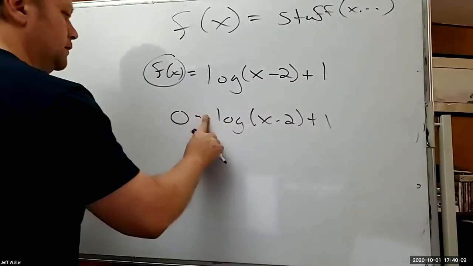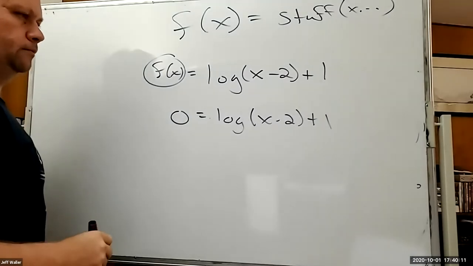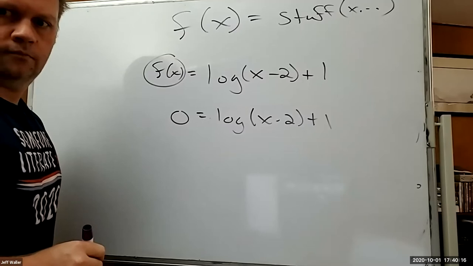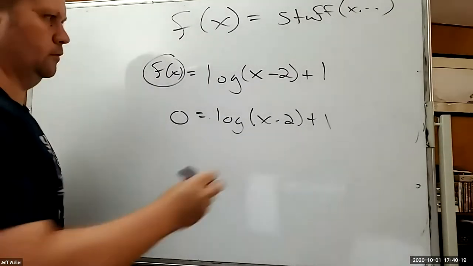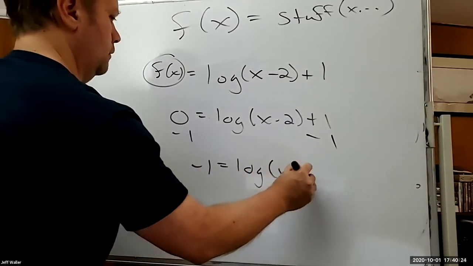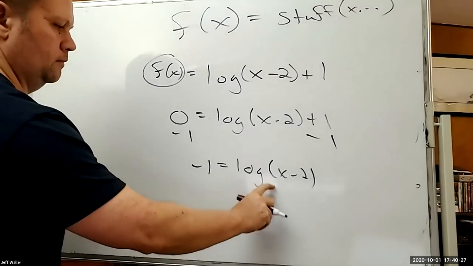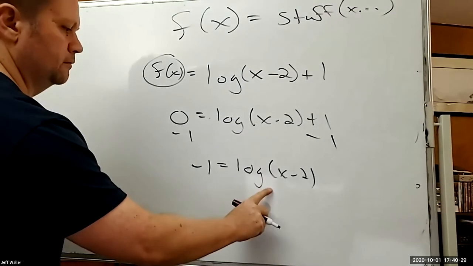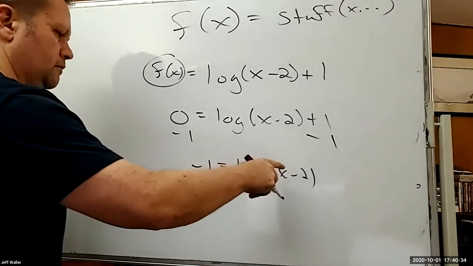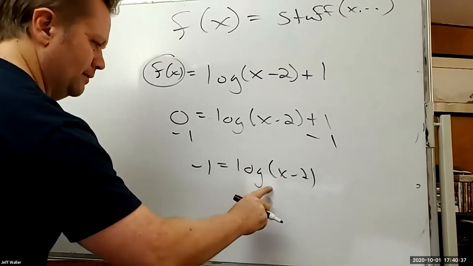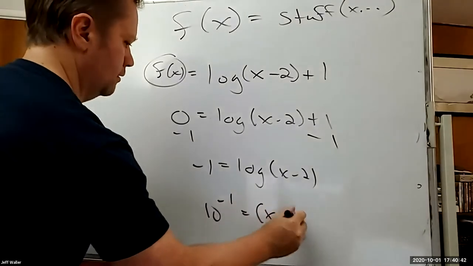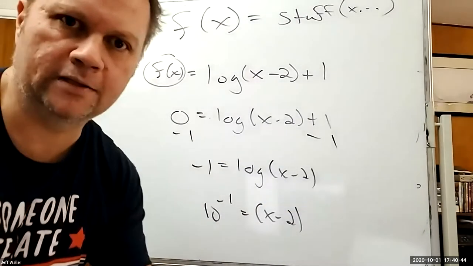How do I solve this? You subtract 1 from both sides. Subtract 1. Love it. And then do, what's understood to be the base here? 10. Do the inverse log. So 10 to the negative 1 equals this, x minus 2. And then add 2 and you're done. Is that all right?